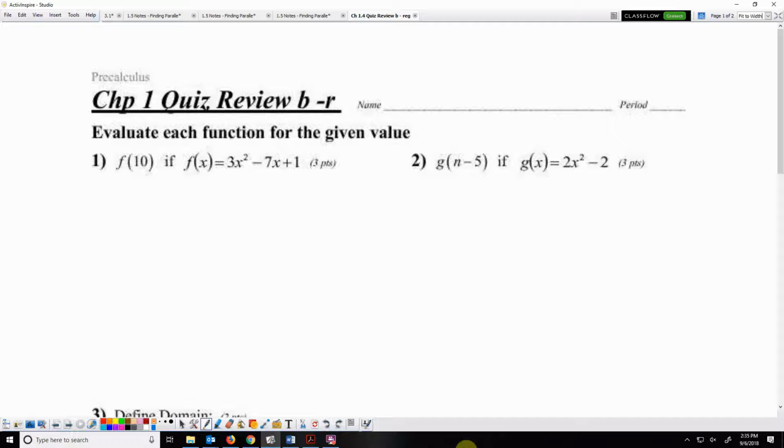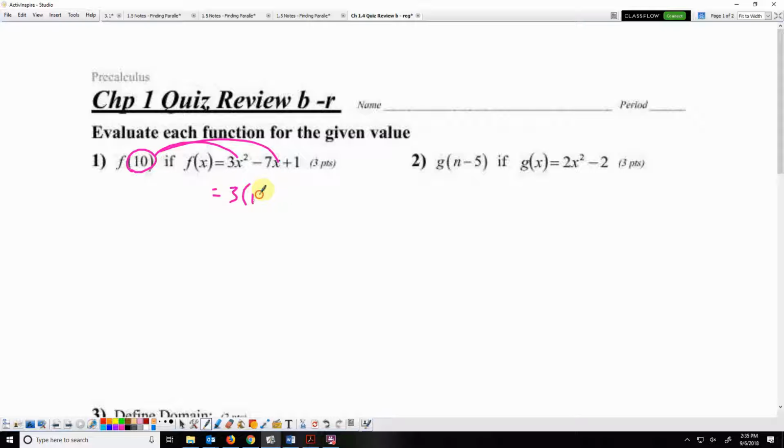Hey guys, let's review what we've done so far in chapter 1. So we're dealing with functions. First, we're going to evaluate f of 10 for this function. f of x equals 3x squared minus 7x plus 1, and that means this 10 is going to get substituted in for all of the x's.